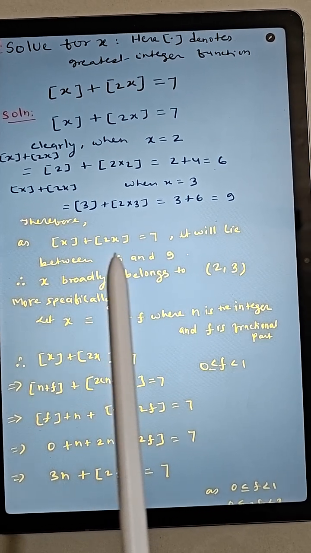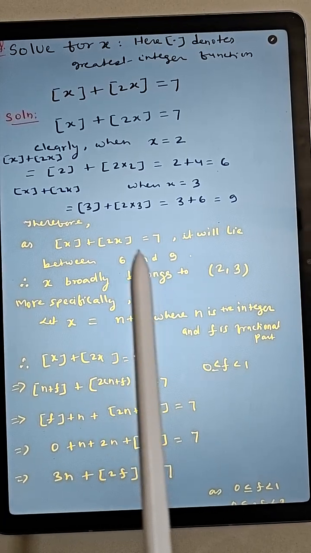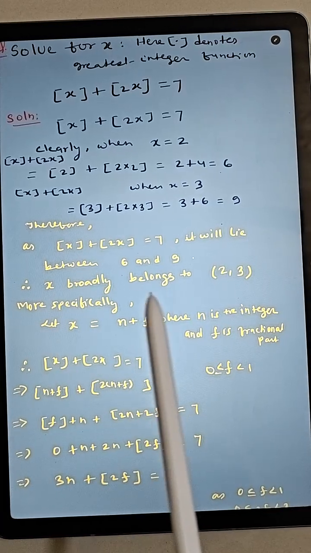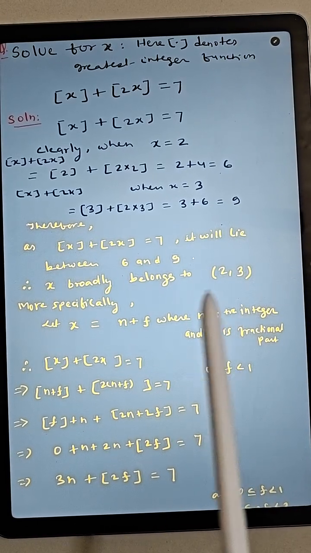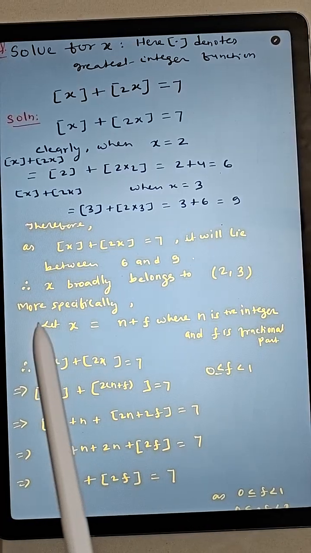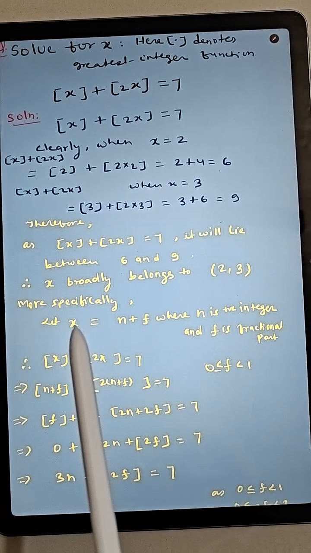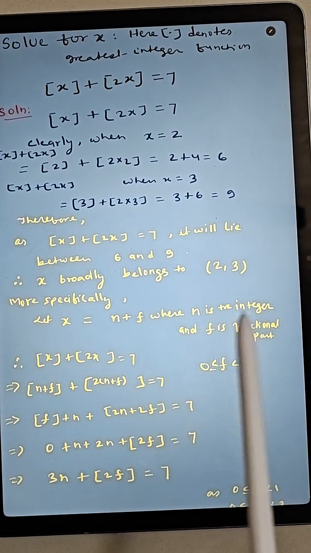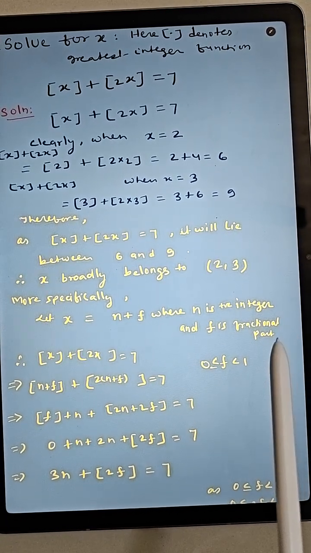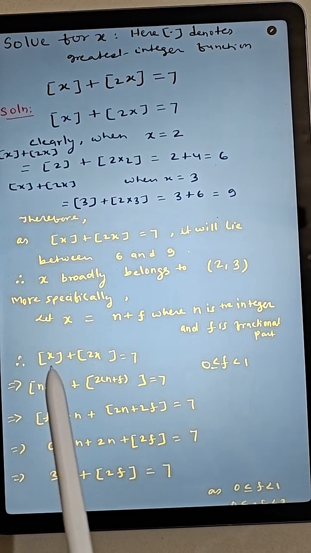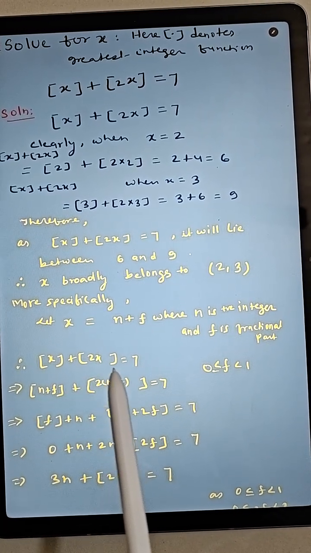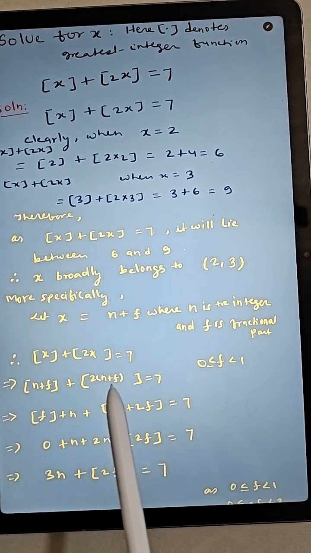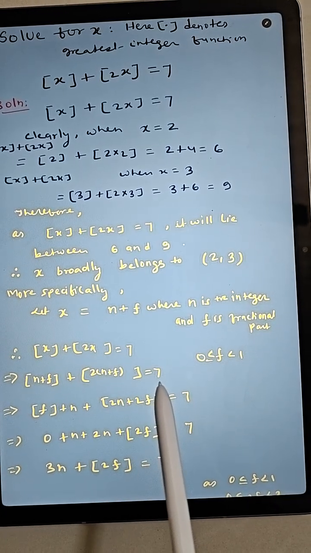Now, as the greatest integer function of x plus the greatest integer function of 2x is 7, it will lie between 6 and 9 as above. So x broadly belongs to this open interval 2 and 3. More specifically, if you want to proceed further, we will take x as n plus f, where n is a positive integer and f is a fractional part. So the greatest integer function of x plus the greatest integer function of 2x equal to 7 will imply the greatest integer function of n plus f, plus the greatest integer function of twice n plus f, equal to 7.